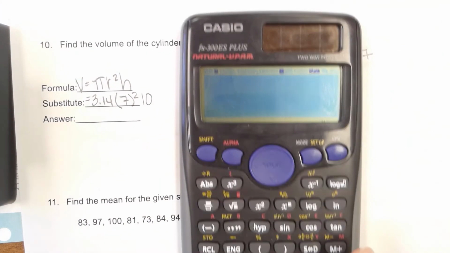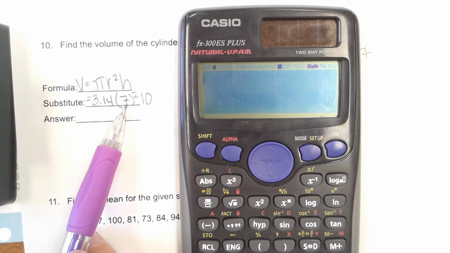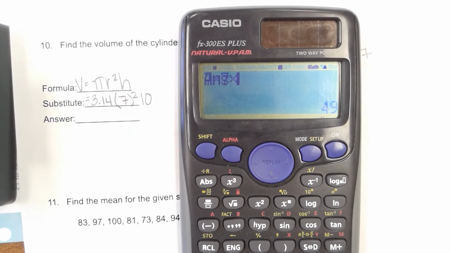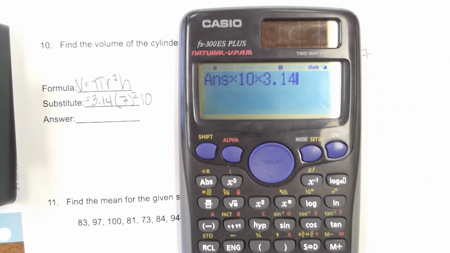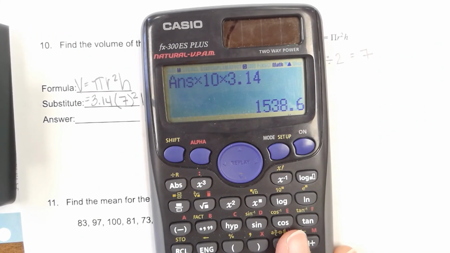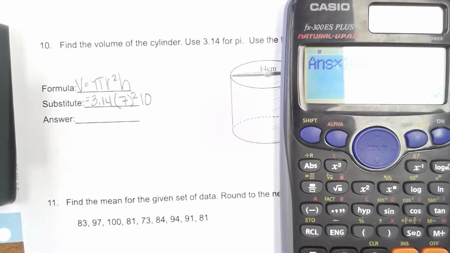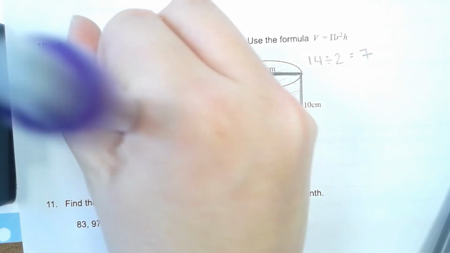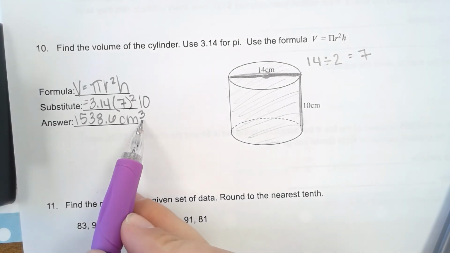Alright, so let's go ahead and solve this. So if I were to take 7 squared, that's 7 times 7, which is 49. Take that times 10 times 3.14, and I am going to get a volume of 1,538.6. And we are talking about centimeters again. So cubic centimeters. Remember, volume is cubed.